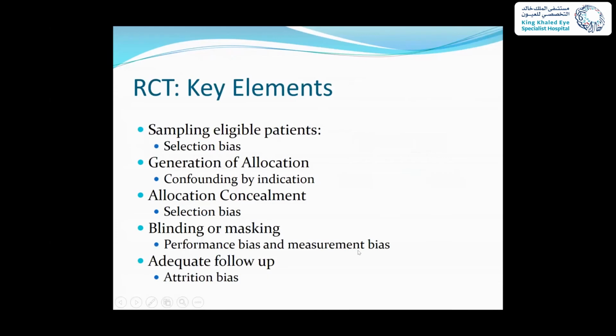The key elements: sampling eligible patients, where selection bias can occur; generation of allocation, where confounding by indication can take place. Selection bias also can happen at allocation concealment, blinding or masking, performance bias and measurement bias, and attrition bias if adequate follow-up could not be really achieved.